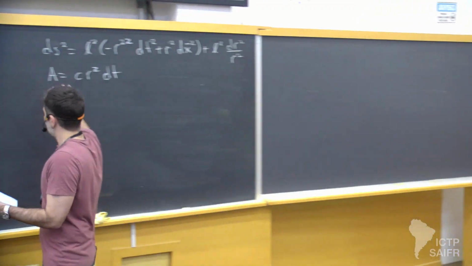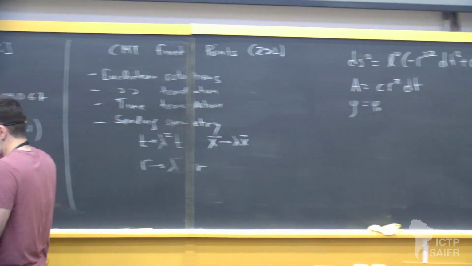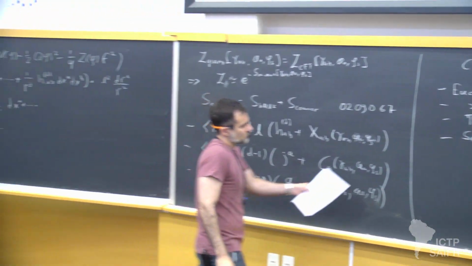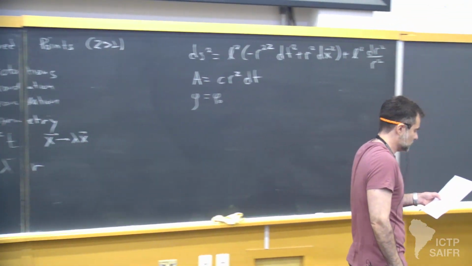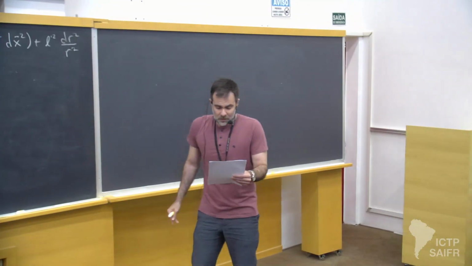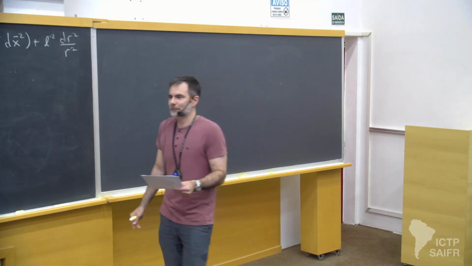So these bulk fields have this Lifshitz symmetry. This scaling symmetry is called Lifshitz symmetry. They have Lifshitz symmetry as an honest symmetry.